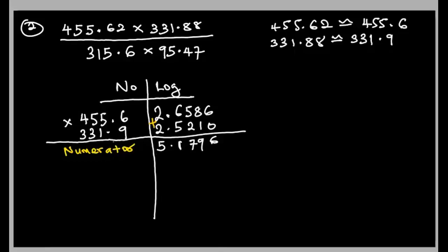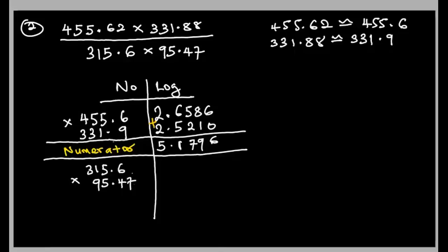Now let's get the value in the denominator. As for the denominator, we have 31.5. Sorry, we have 315.6 multiplying 95.47.